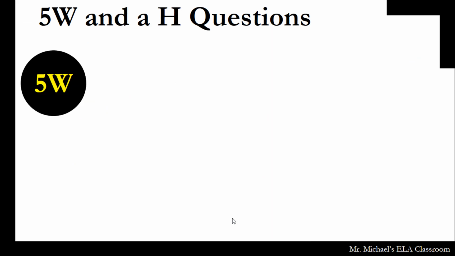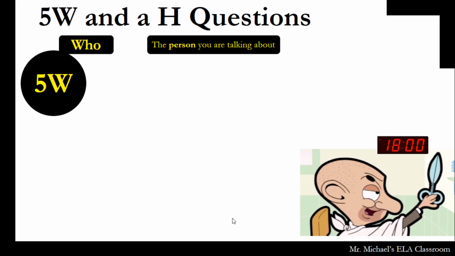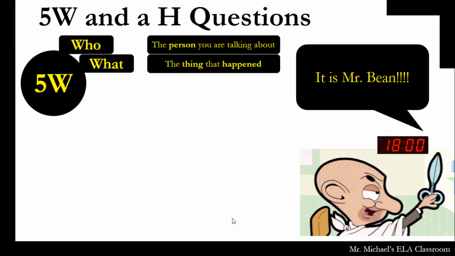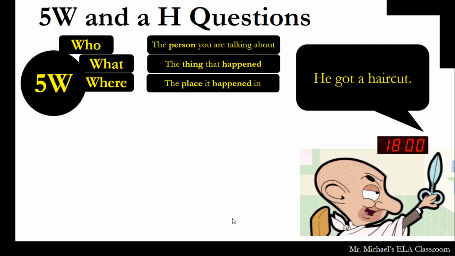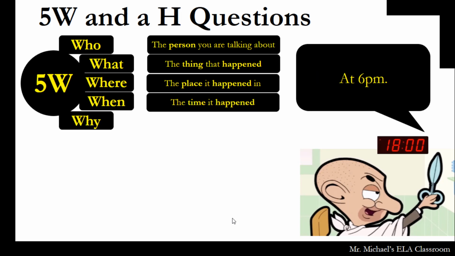So if we remember the 5 W's, we have our friend Mr. Bean here. So who? That's the person you are talking about. In this case, it's Mr. Bean. What? So that's the thing that is happening. He's getting a haircut, or he got a haircut. Where? This is the place it happened in. Hopefully the barber shop. When? That's the time it happened. And in this case, it's 6 o'clock. And why? The reason it happened?